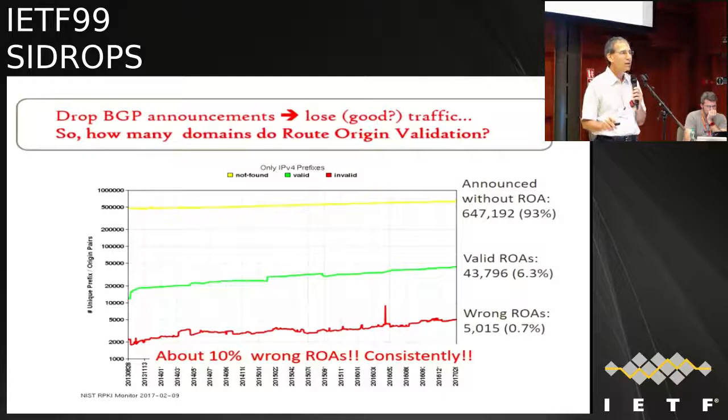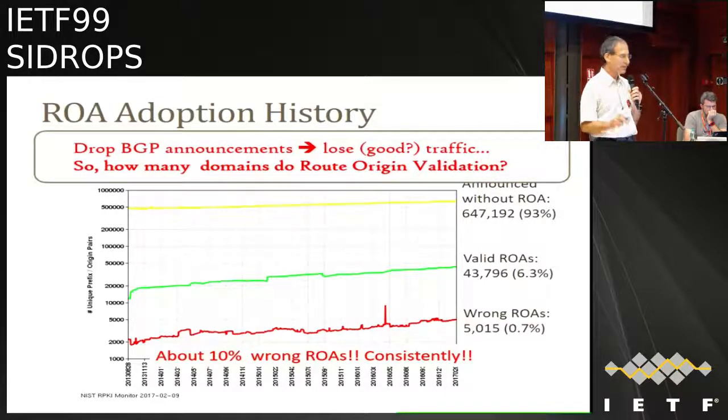And now, what happens if we have such a mistake, a wrong ROA, and we do ROV like we're supposed to do? Then we drop correct BGP announcements. That is, we are going to lose some good traffic. How many domains then are actually doing the ROV? And the answer is, as one would expect in that situation, very, very few.